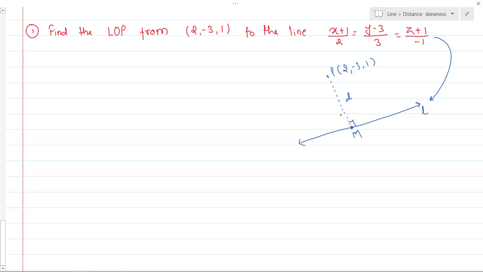Now see here, a concept which we will be using in all the questions is like, can you get the direction ratios of this line? Direction ratios of the line, I will indicate that as L of DR. Definitely the direction ratios of this line are given in this equation of line, which is nothing but 2, 3, -1. Okay, can you get the direction ratios of this PM?